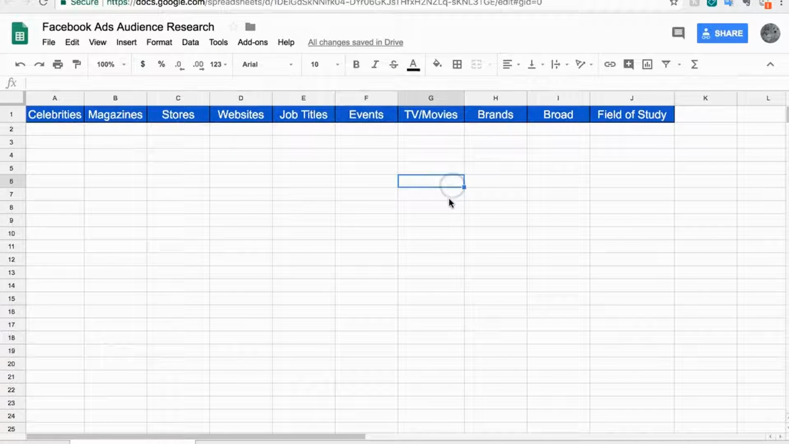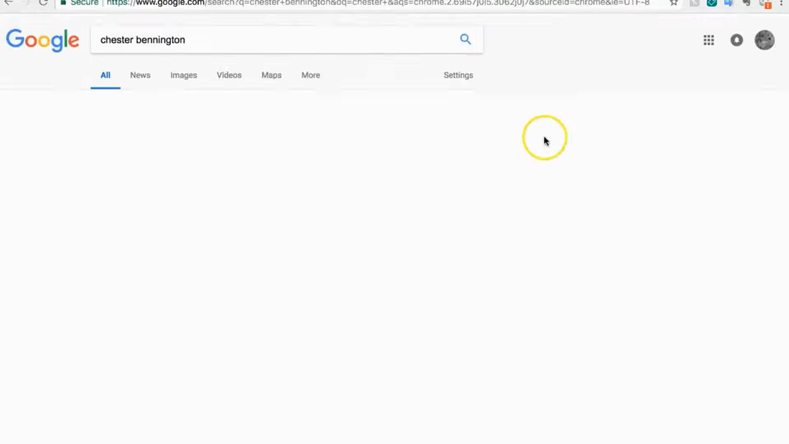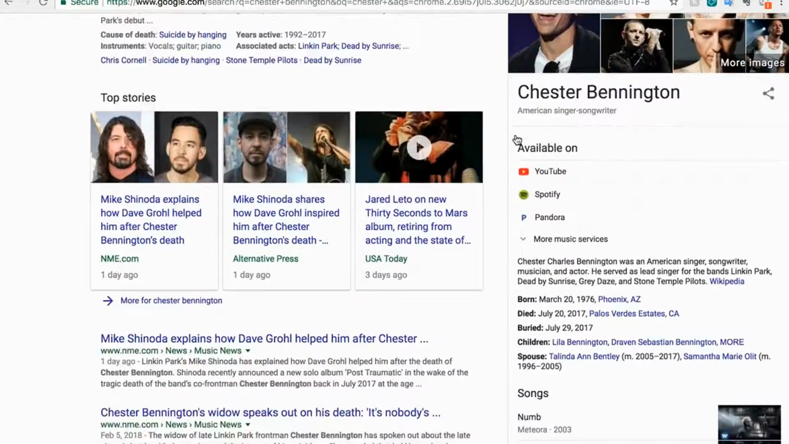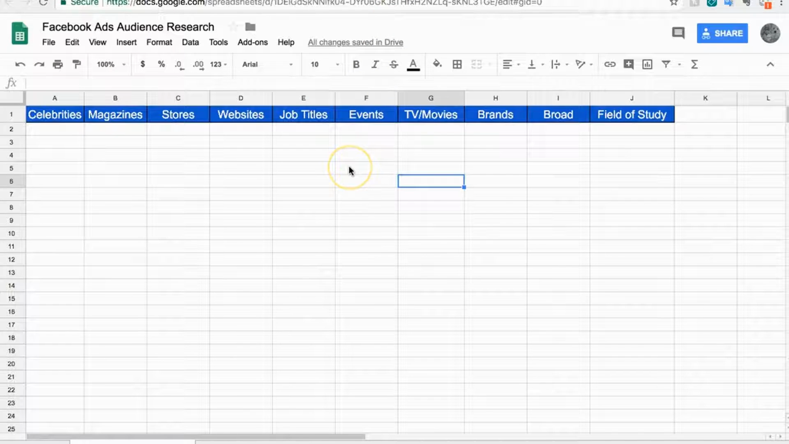Also, what people used to do is target celebrities who had just recently died. I saw somebody targeting a Linkin Park t-shirt to Chester Bennington fans. I apologize. Yeah, Chester Bennington, he was the lead singer of Linkin Park. They were targeting him after his death, which was sad for me. But people think that's not ethical, and I don't think it's ethical either, because he just died.